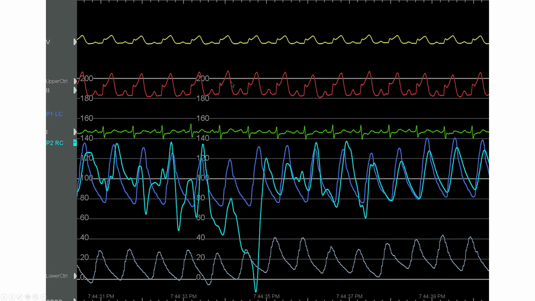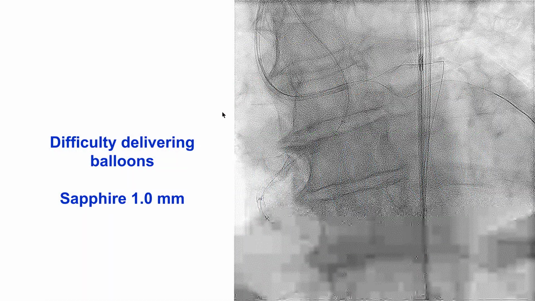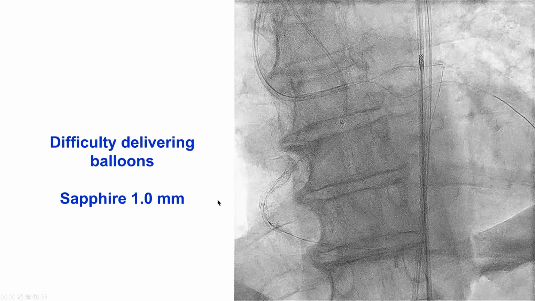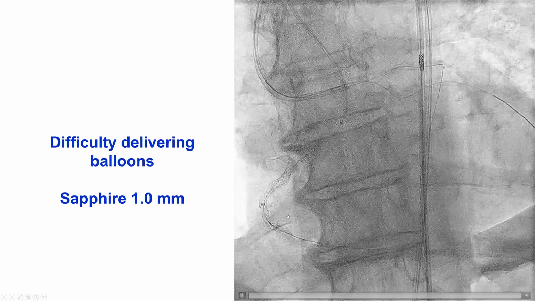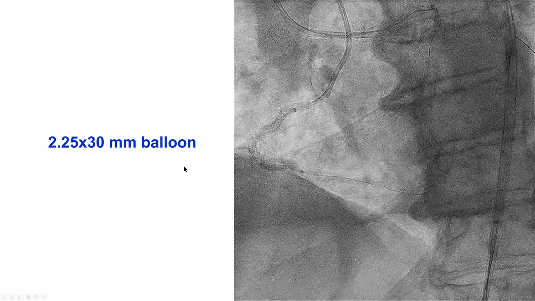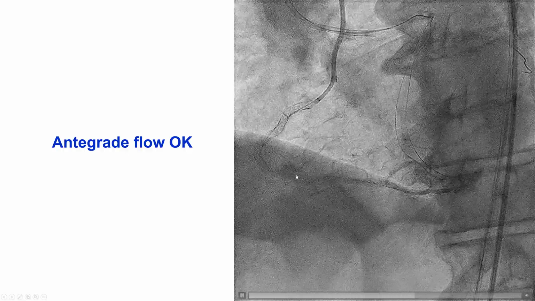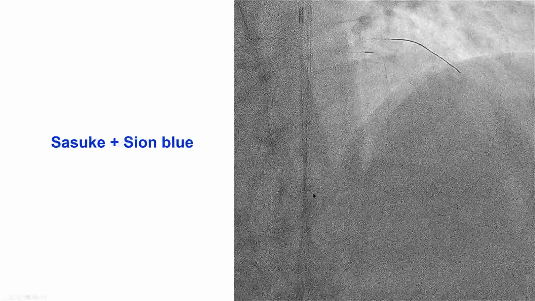You can see here now the STs are pretty high, both in the red and the yellow leads. So hemodynamics are okay, but we're really concerned about this. So we did use a lot of balloons. Eventually a sub-catheter could go a little further down, and eventually we were able to deliver a 2.25 by 30 millimeter balloon. And that restored better antegrade flow to the right coronary artery.